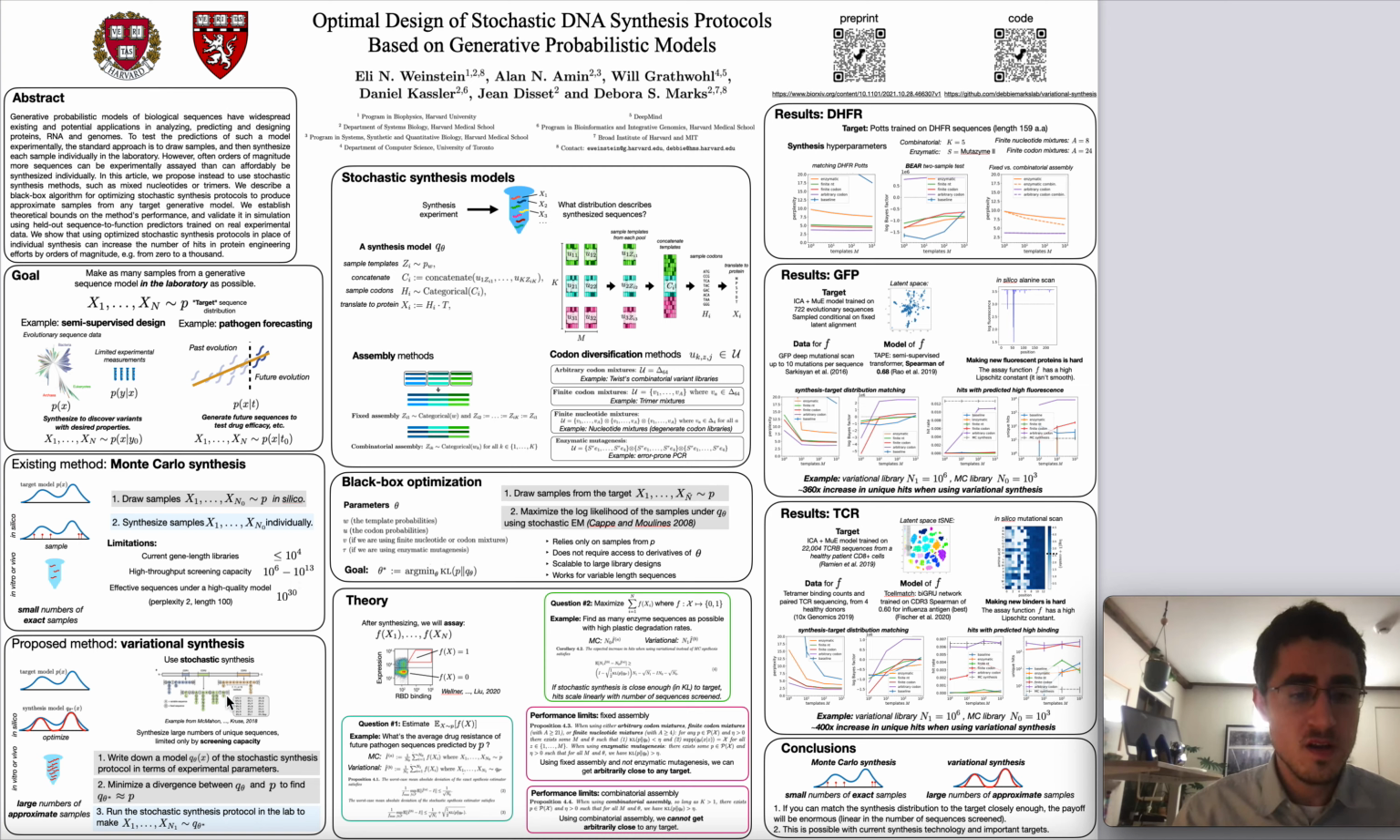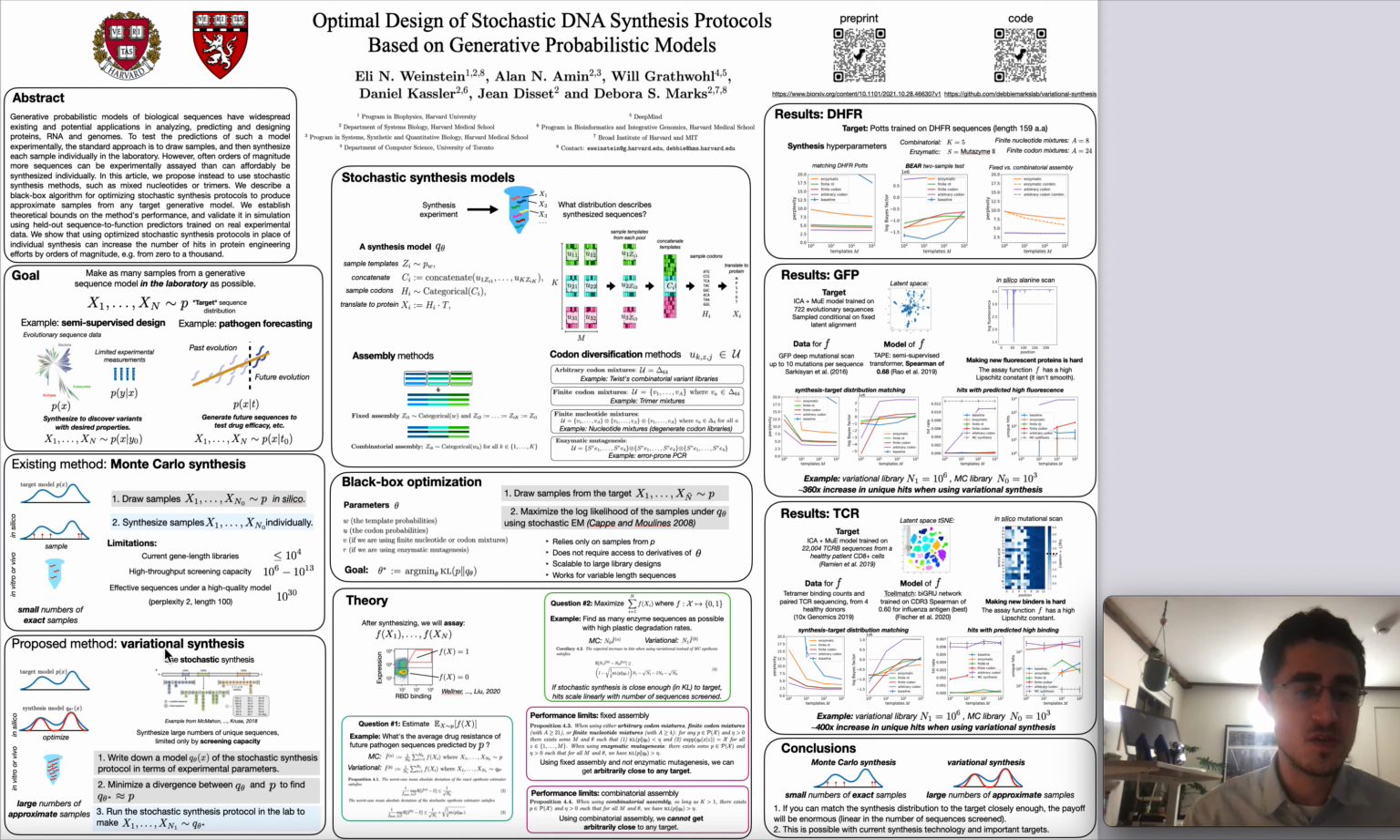An alternative to individual synthesis is to use stochastic synthesis protocols. This would be something like error-prone PCR or mixed nucleotides or mixed trimer-based synthesis. These approaches can produce a very, very large number of unique sequences, in effect only limited by screening capacity. So you can reach the full capacity of a screen. The challenge is that these sequences are random.